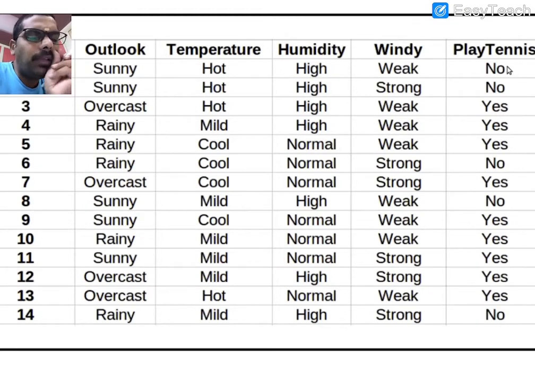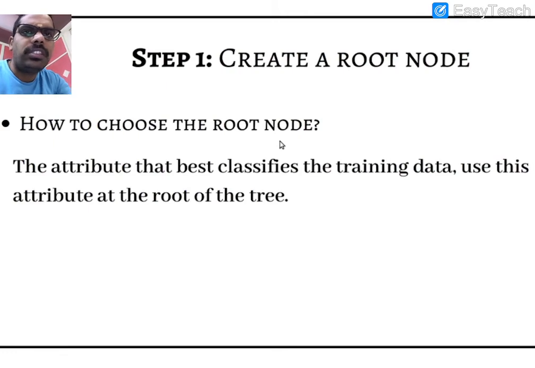And here my question is, how many attributes are there? Outlook, temperature, humidity, windy. Which attribute do we need to consider for the root node, and for the next level node? That we have to decide. So here we are going to see the next step. Step 1: the first step is to create a root node. How to choose the root node? That is the first problem, right?